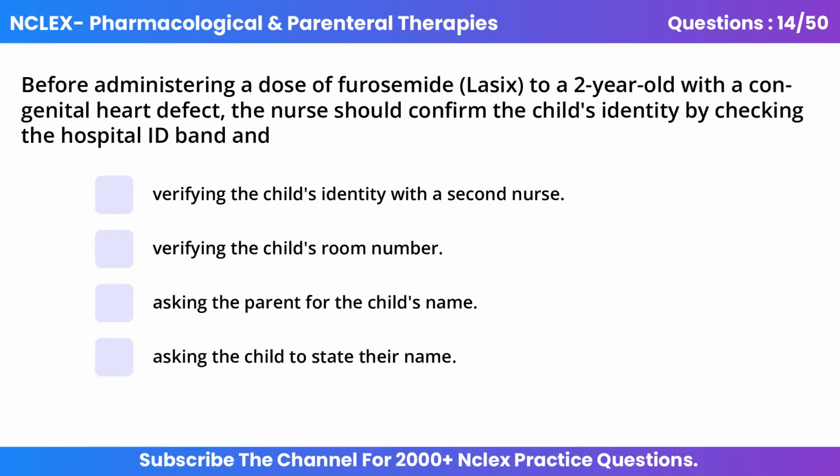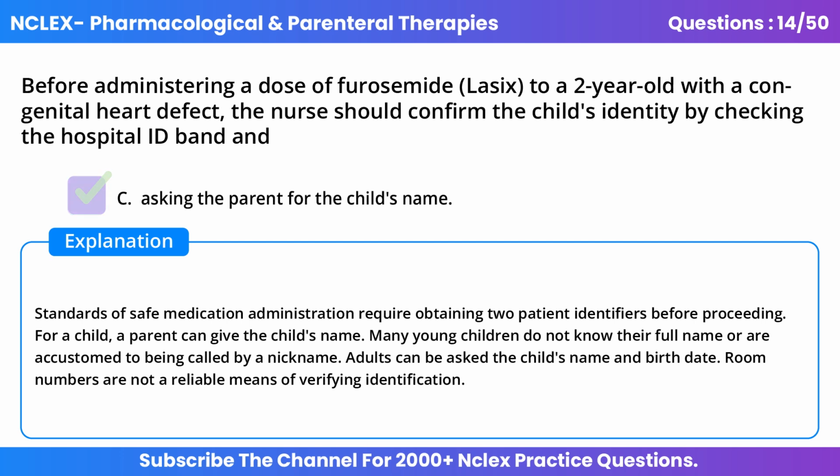Question 14. Before administering a dose of furosemide, Lasix, to a 2-year-old with a congenital heart defect, the nurse should confirm the child's identity by checking the hospital ID band and C. Asking the parent for the child's name.